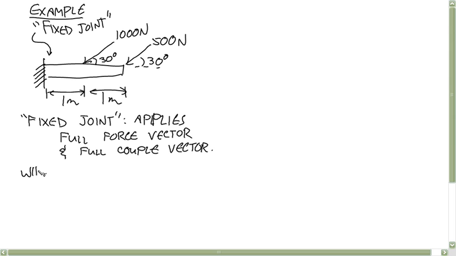And we want to calculate the reaction loads at the wall. What are the wall reactions? So we want to find that force vector, and we want to find that couple vector. In 2D, that couple vector just has one non-zero component, the z component. Okay, so it's 3 non-zero values that we want to find in a 2D problem.